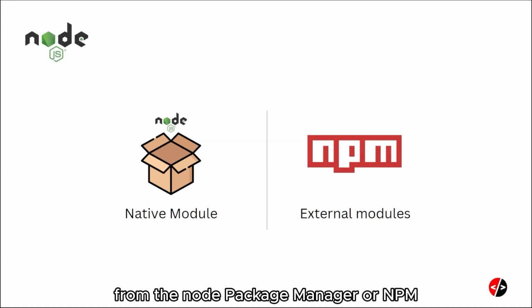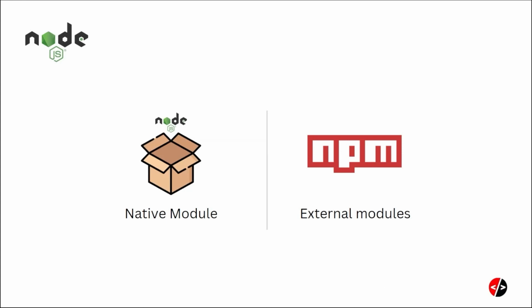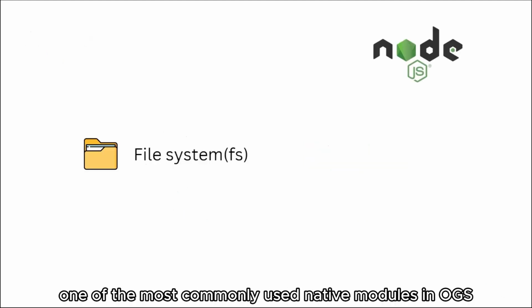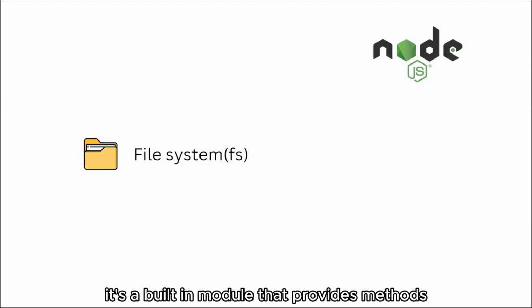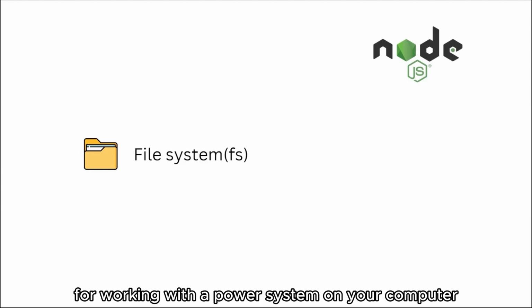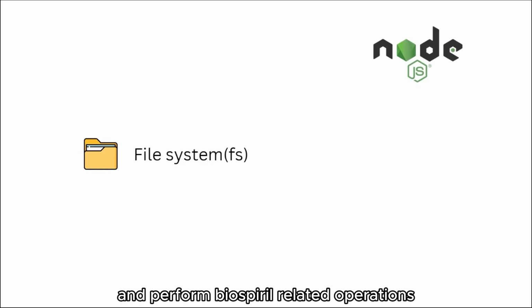Unlike external modules from the Node Package Manager or NPM, native modules are already installed with Node.js, making them instantly accessible. In this video, we're going to talk about one of the most commonly used native modules in Node.js, the file system module. In Node.js, the fs module stands for the file system module. It's a built-in module that provides methods for working with a file system on your computer. This module enables you to interact with the files, directories, and perform various file-related operations. Now let's switch back to our code editor and perform these operations in practice.